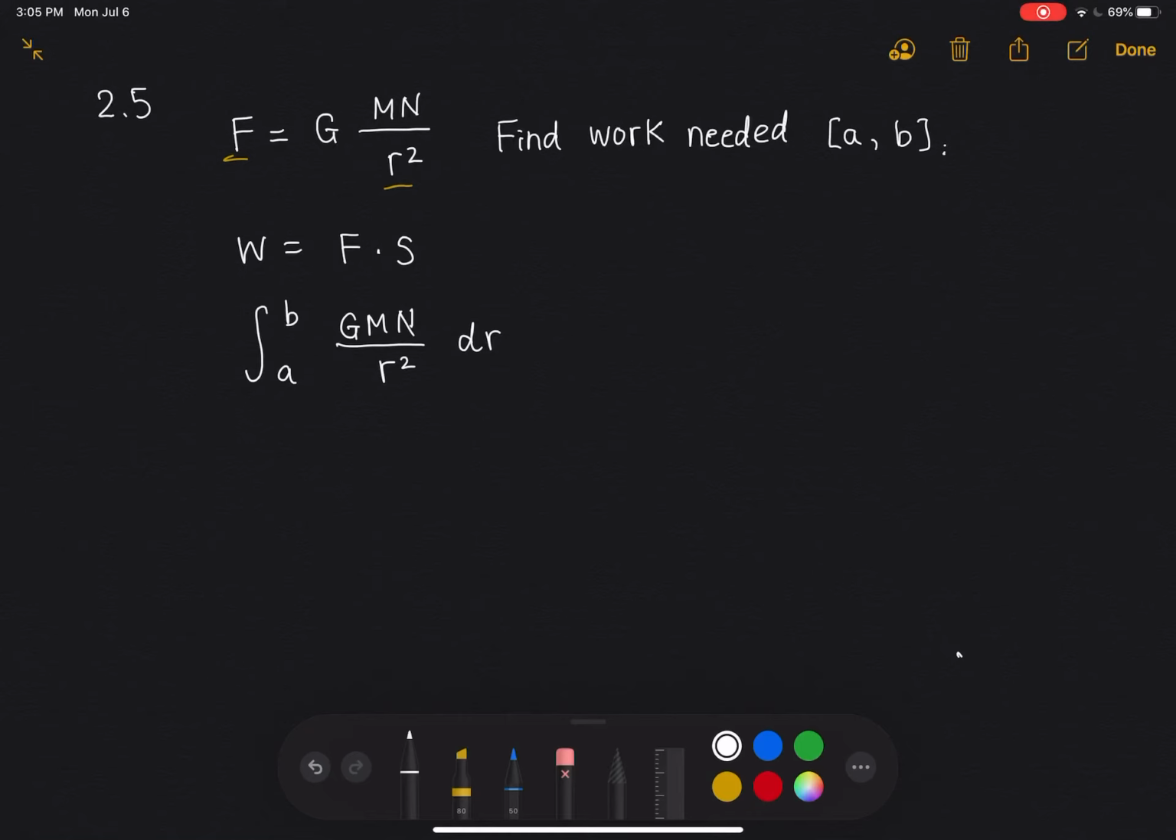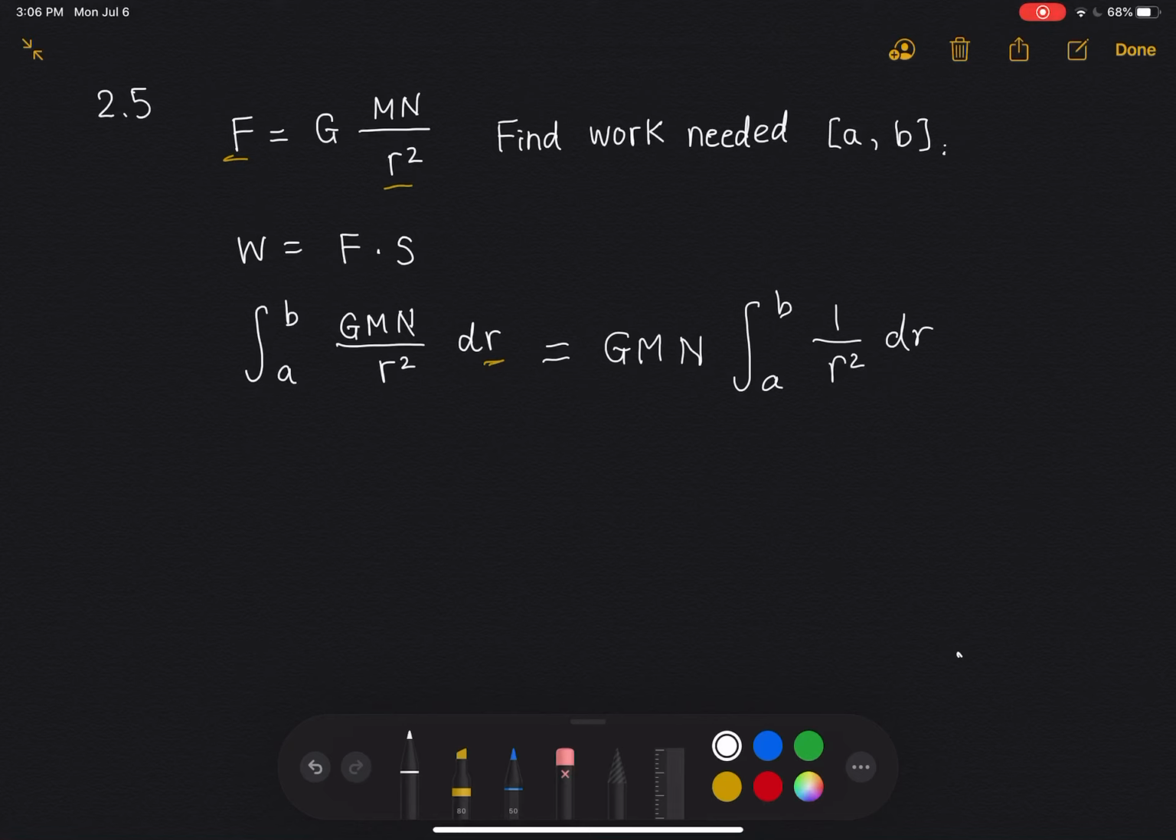Now, how do we solve this integral? We treat everything that is not r as a constant. The only thing that is changing is r. Okay, dr means r is changing; d means delta, changes. So we factor out everything that's not changing, which is G, m, n, and we have the integral from a to b of 1 over r squared dr. You can think of it as 1 over x squared dx.